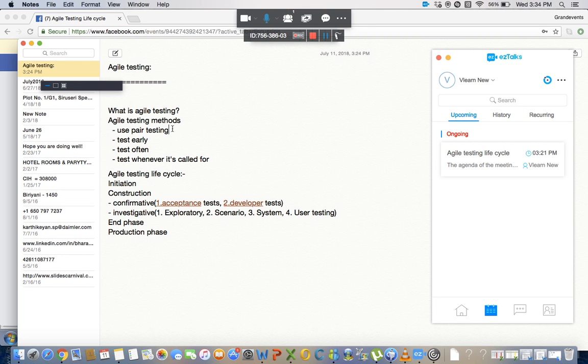The first one is pair testing. Pair testing is testing of software by two team members sitting behind one machine. One team member will be working on the system. The other one will be sitting beside him and will be discussing the project requirements. Here, one of the two should be a tester and the other one could be a developer or a business analyst.